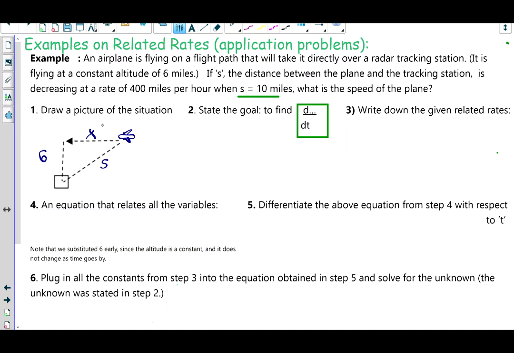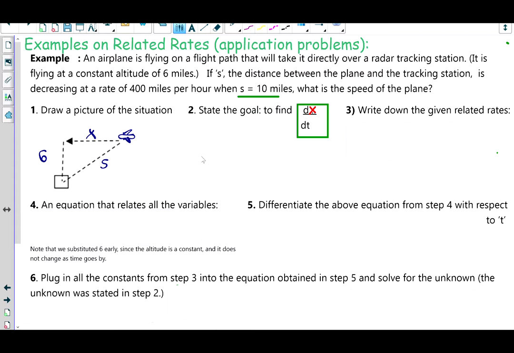So I'm calling that distance x, and the direct distance between the radar tracking station and the plane, I'm calling that s. They're saying that s, the distance between the two, is decreasing at a rate of 400 miles per hour at the moment when s is 10 miles. The question is, what is the speed of the plane? Think of it as, at what rate is distance x changing? Speed will be the absolute value of that rate of change, dx/dt. So the goal is to find dx/dt.